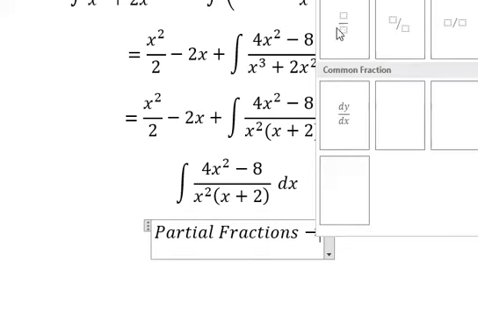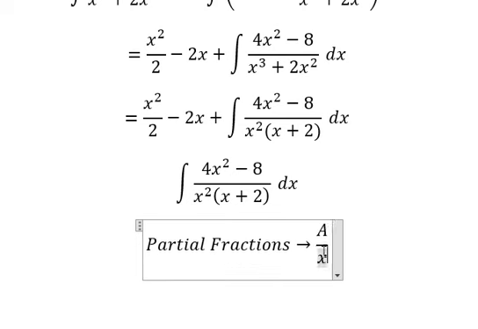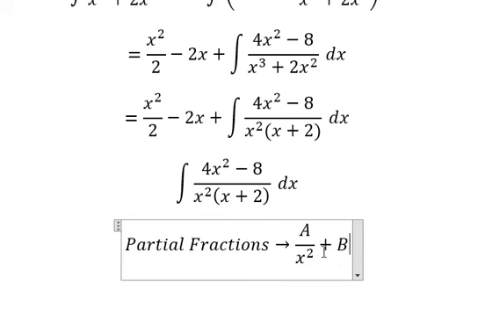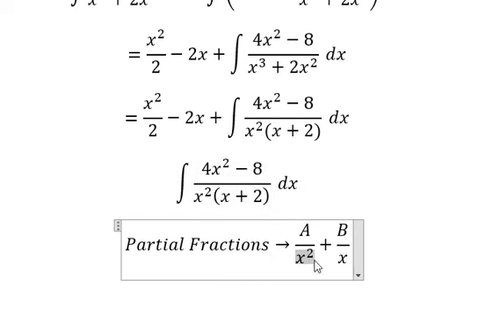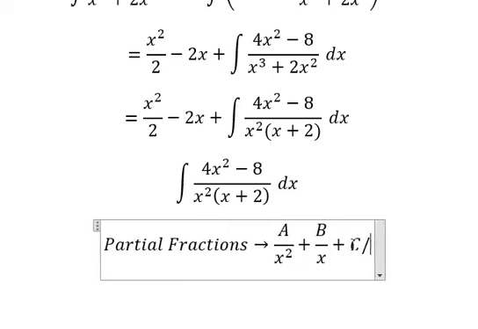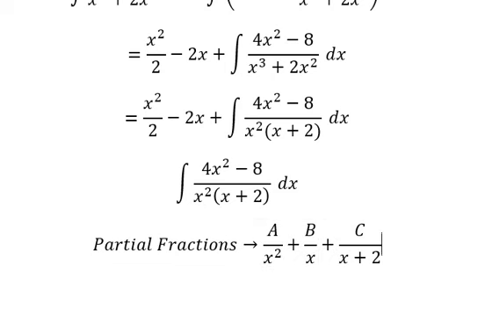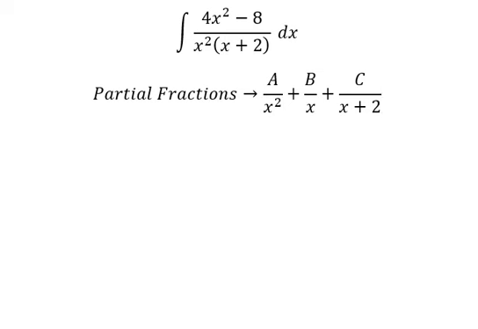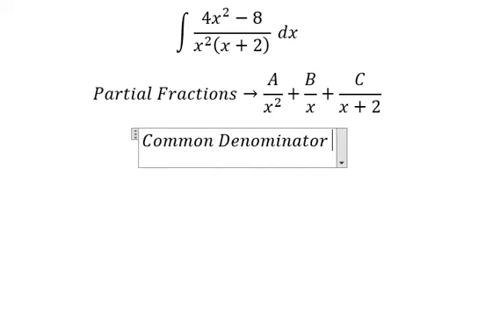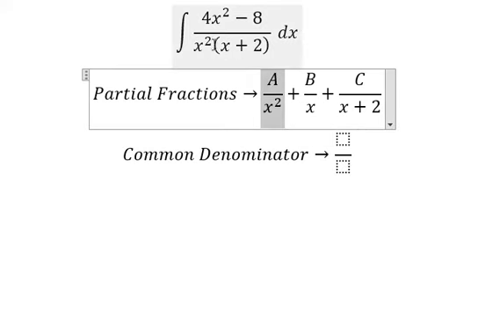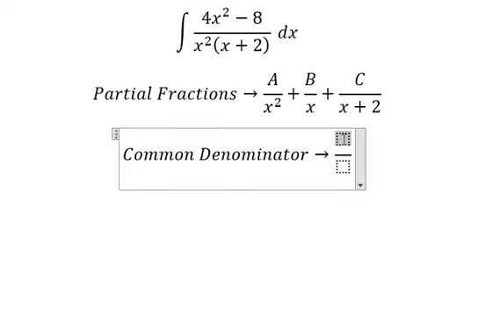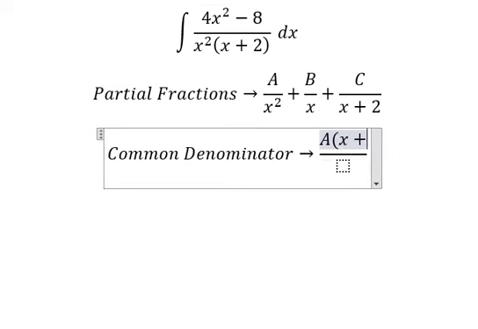So I will put capital A over s squared, capital B over s, because we have s squared in here, so we need to reduce the power from 2 to 1. And now we have C over s plus 2. Now we can do common denominator. So about this one, it is missing s plus 2. So I multiply by s plus 2.